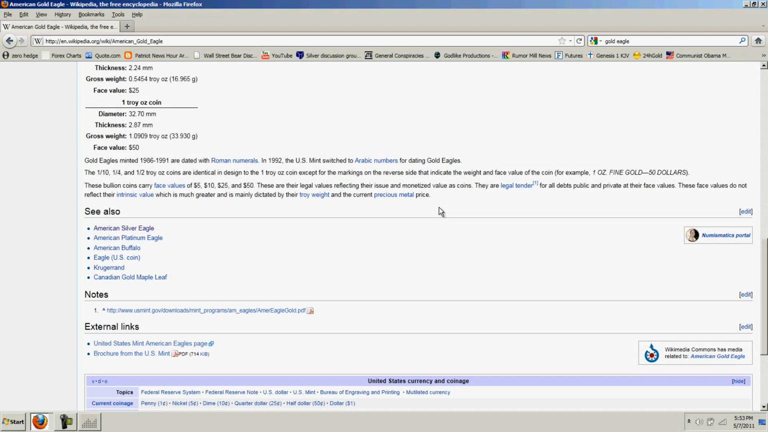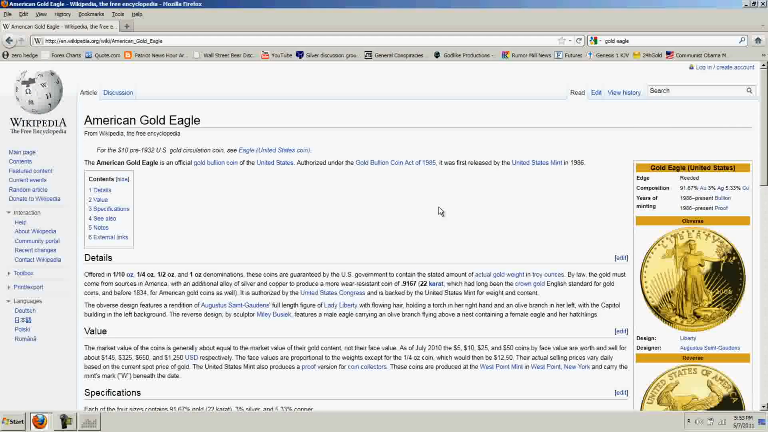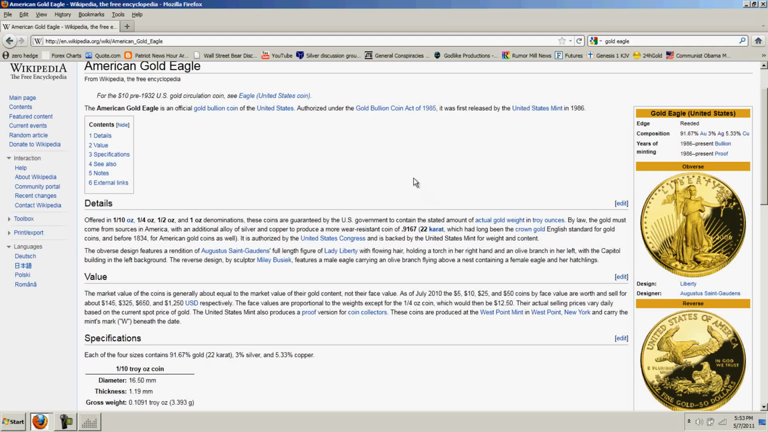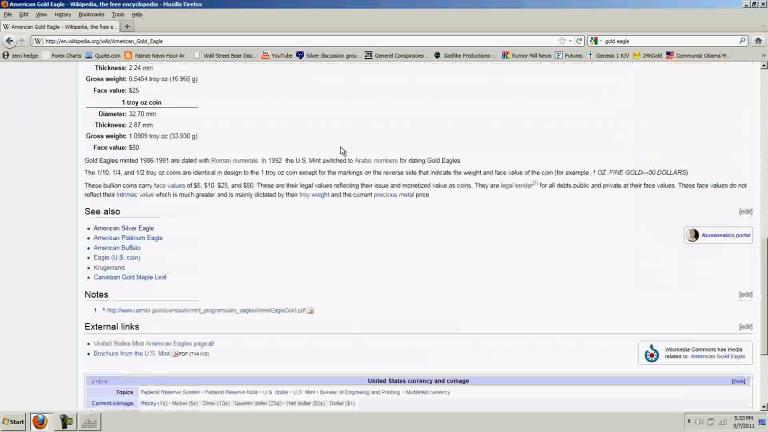So if anybody does know what the mintage numbers are for the gold eagle, so we can do a comparison to see how many are out there, what they're worth, I'd be interested in that.